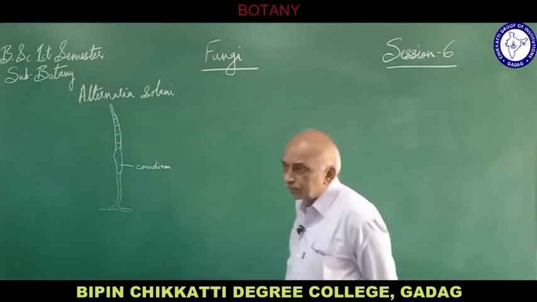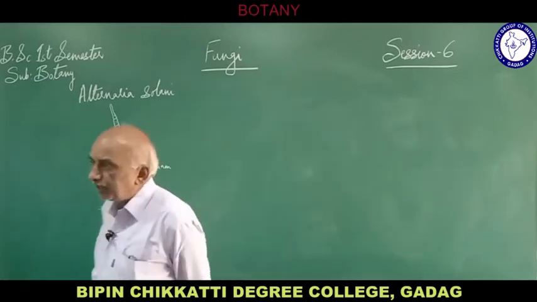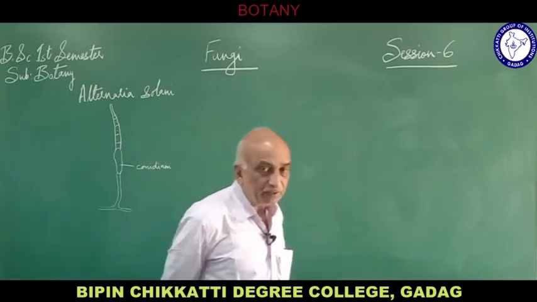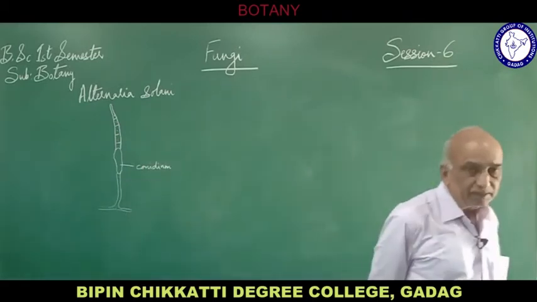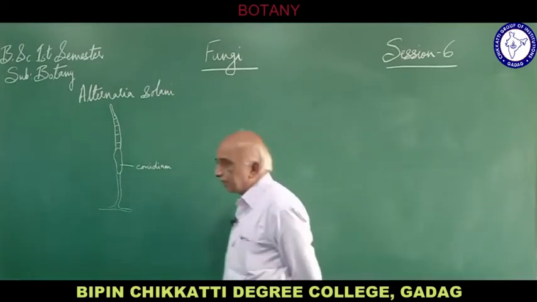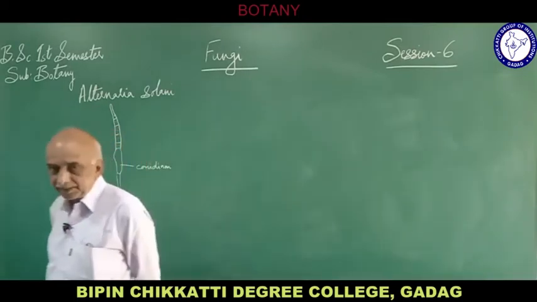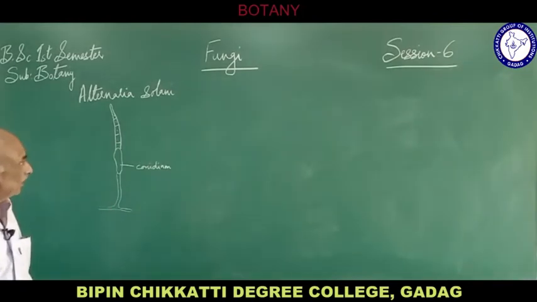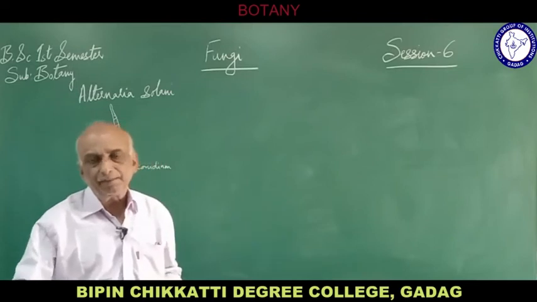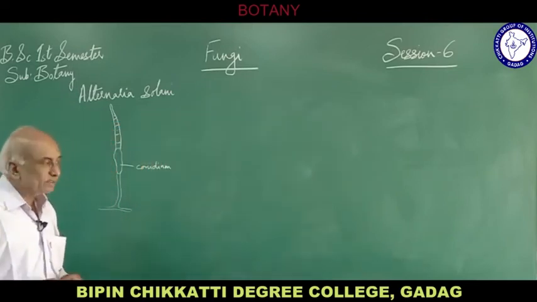There is no sexual type of reproduction, which is present in phycomycetes, ascomycetes and basidiomycetes. That is, in Rhizopus, in Penicillium and in Agaricus we find these different types of reproduction methods. But in Alternaria, which belongs to deuteromycetes, imperfect fungi, the sexual reproduction is absent.